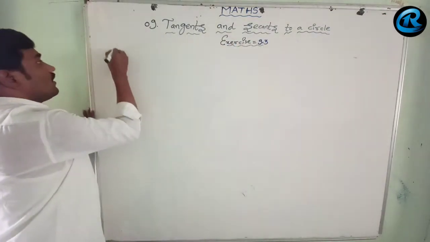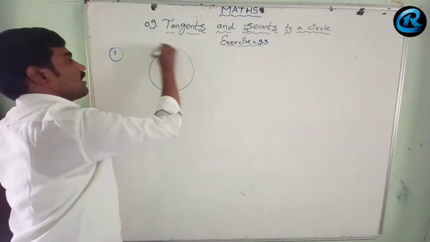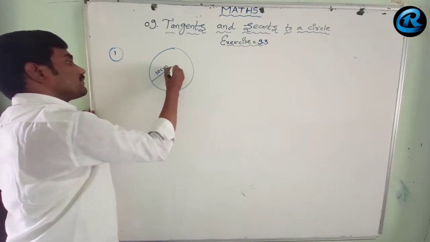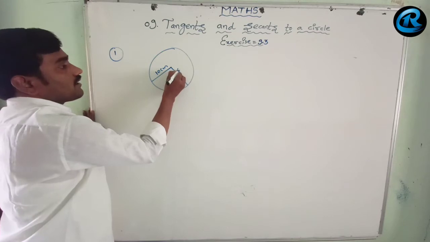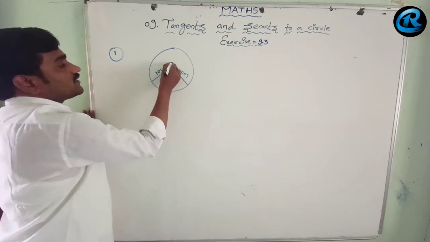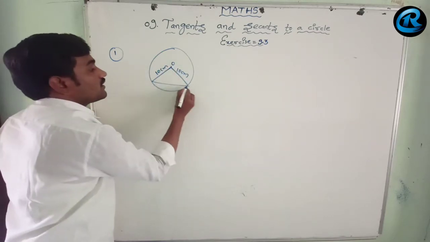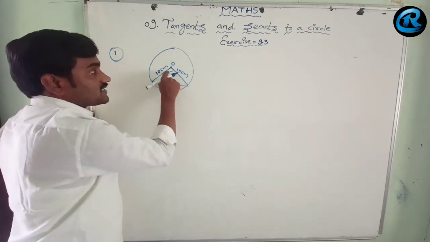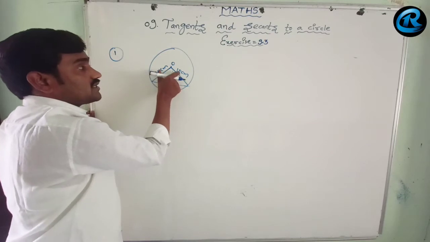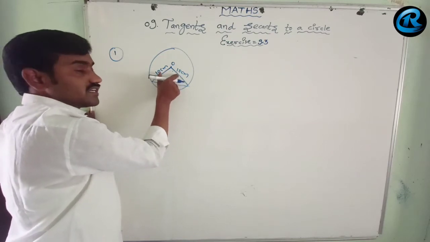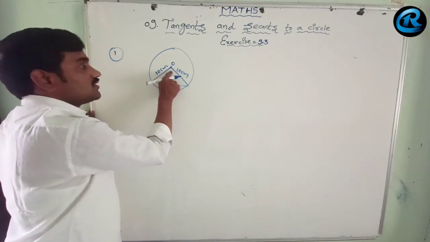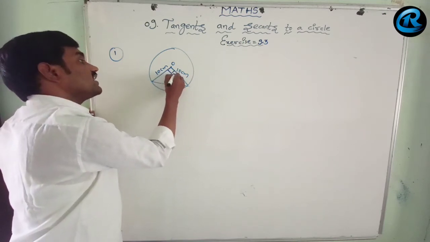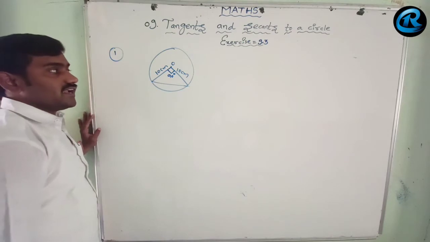A circle with a radius 10 centimeter, center O, and a chord. This chord will decide what angle should be there here. If the length of the chord is increased, the angle also will increase. So this chord subtends a right angle at the center. Right angle at the center.